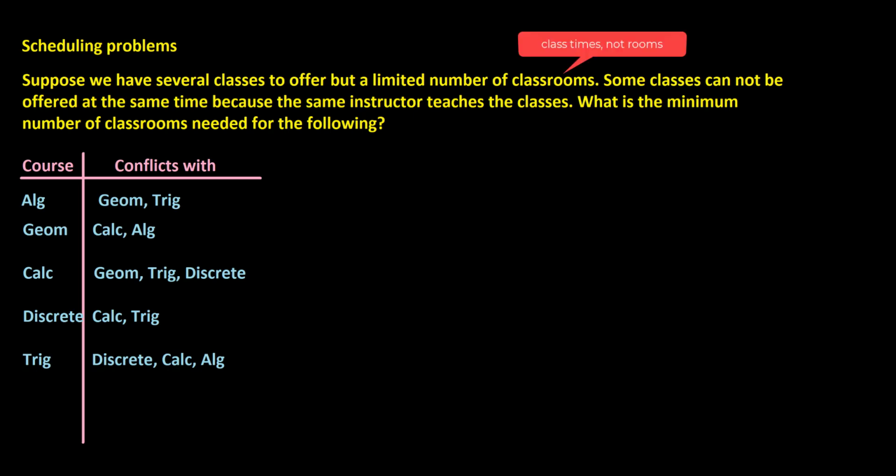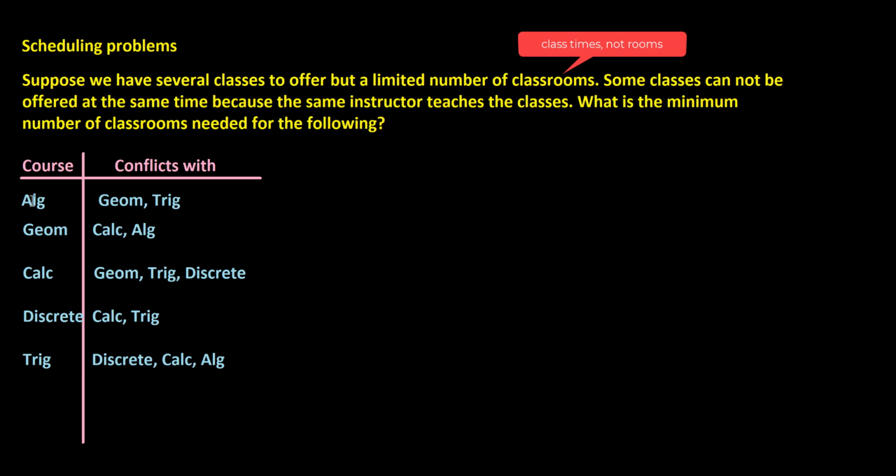Hi everyone. So I've switched gears here and want to look at a scheduling problem. In this situation, we have several classes to offer, but a limited number of classrooms. So we want to figure out the minimum number of classrooms needed. And unfortunately, we have a further constraint that the same instructor teaches some of the classes, and so certain classes cannot be offered at the same time. So what is the minimum number of classrooms needed for the following?